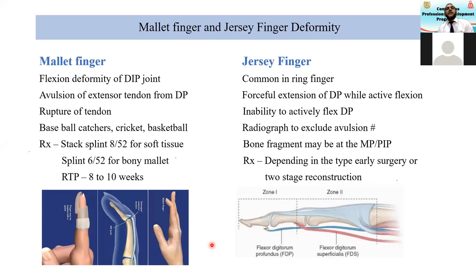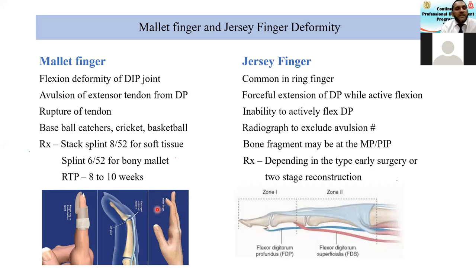The other common conditions in the fingers are mallet finger and jersey finger. Mallet finger is a flexion deformity of the DIP joint, due to avulsion of the extensor digitorum tendon at its attachment to the distal phalanx. So the tendon is ruptured, especially in baseball catchers, cricket and basketball.